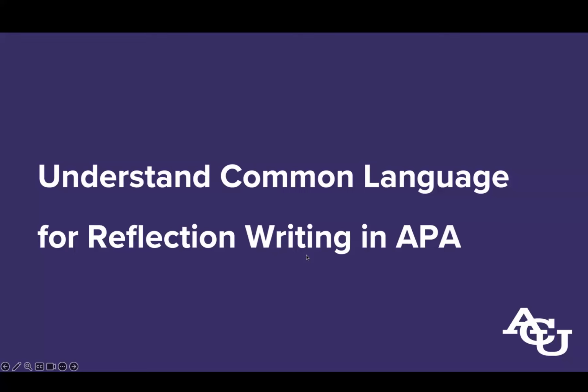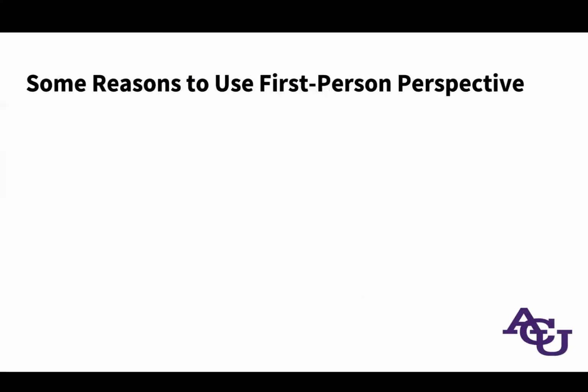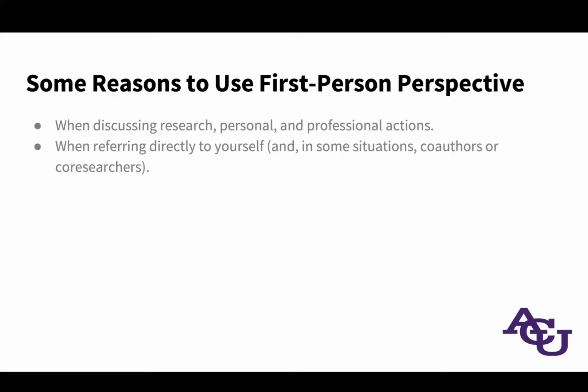So let's take a look at some of the common language for reflection writing in APA style. First, let's look at why you might want to be using first-person perspective in the first place. APA guidelines strongly encourage that you use first person. These are I statements, saying this is mine, I did that, when you're discussing things like your research, personal and professional actions, when you're referring directly to yourself, and in some other situations, co-authors or co-researchers. For example, your work is part of a research team or a group project.